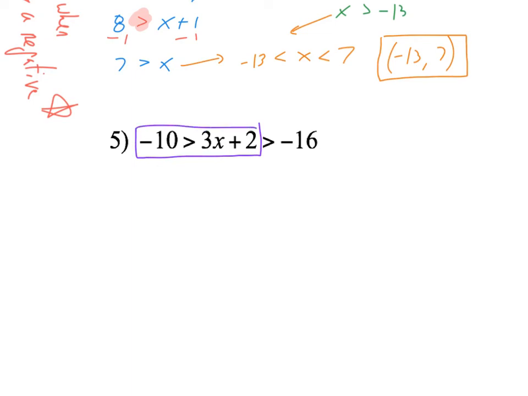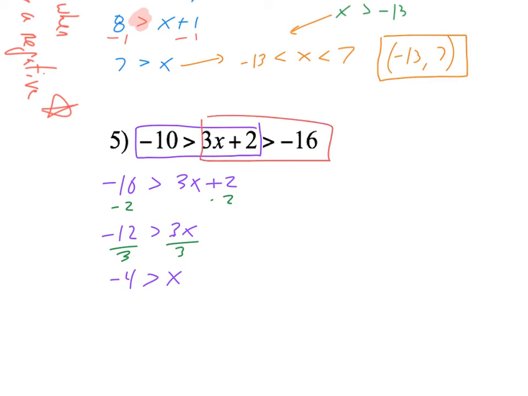Work on solving that. So negative 10 is greater than 3x plus 2. Get rid of the 2, which should give me negative 12 is greater than 3x. And I'll get rid of the 3, so negative 4 is greater than x. For that part, again, I'll just leave that alone there. And then look at the second piece of the puzzle.